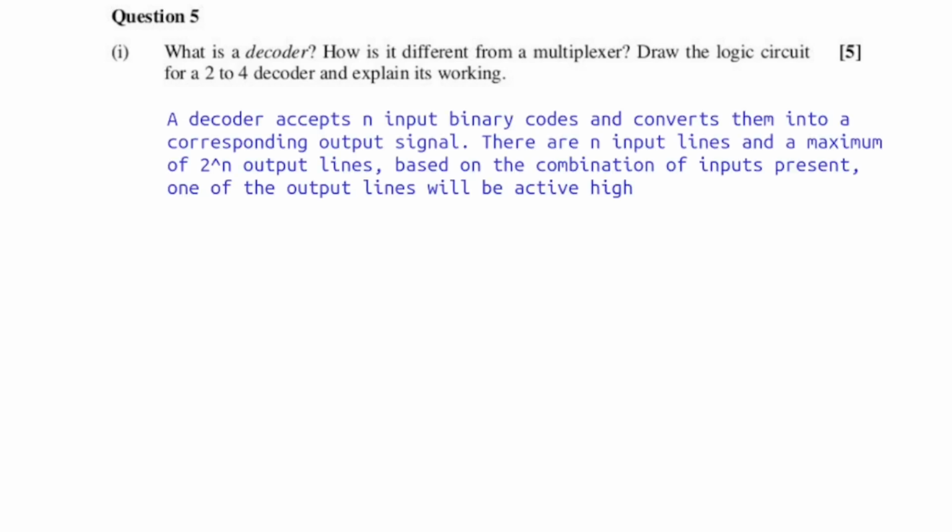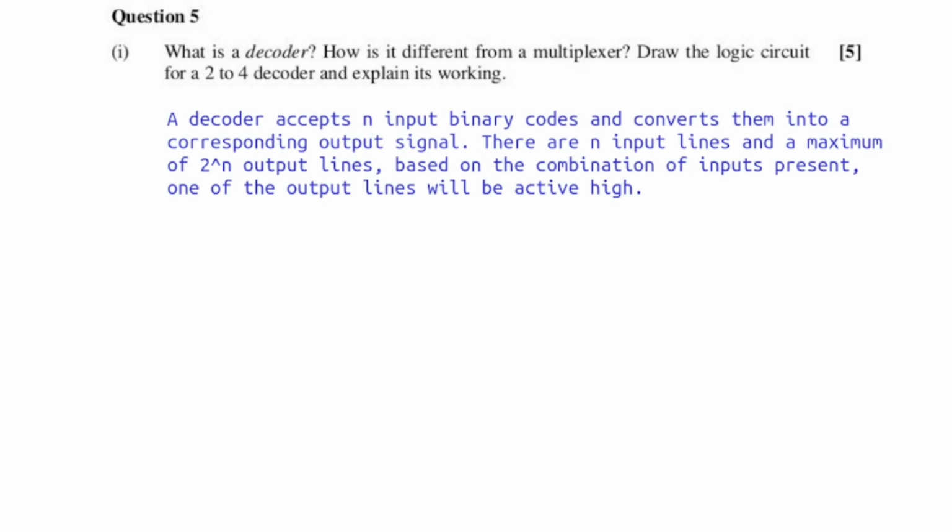The answer for this will be, a decoder accepts n input binary codes and converts them into a corresponding output signal. There are n input lines and a maximum of 2 to the power n output lines. Based on the combination of inputs present, one of the output lines will be active high.